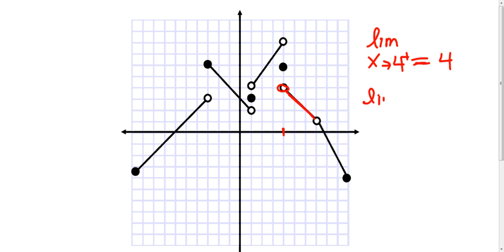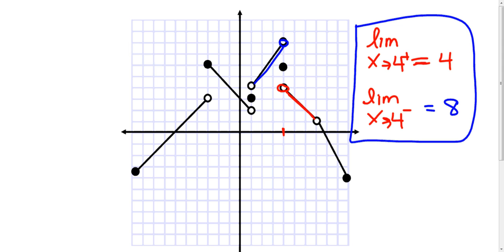If I approach an x value of 4 from the left side, that means I would have to be approaching 4 from the left side, which would be going here. Then my y value gets closer and closer to 1, 2, 3, 4, 5, 6, 7, 8. My y value gets closer and closer and closer to 8. Notice that these two things are not the same number.